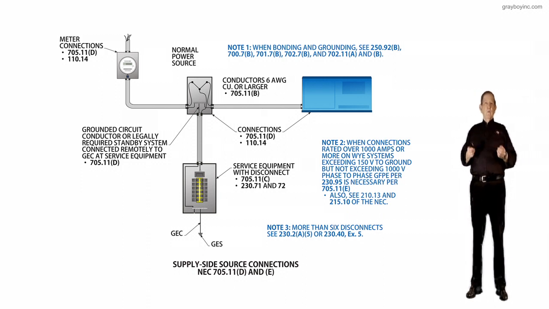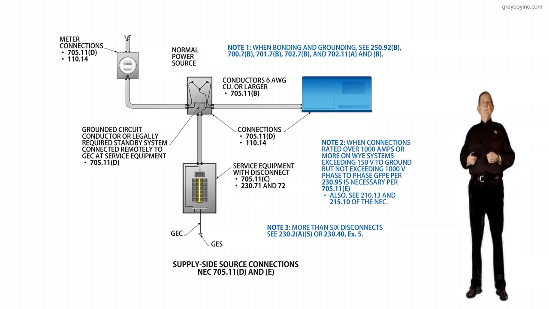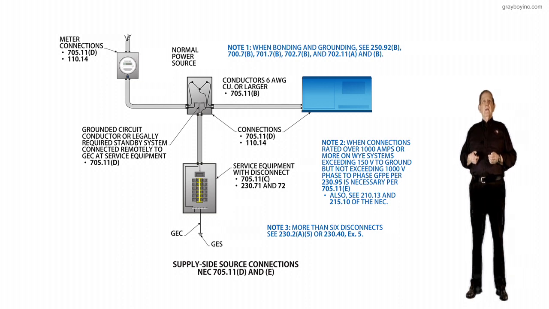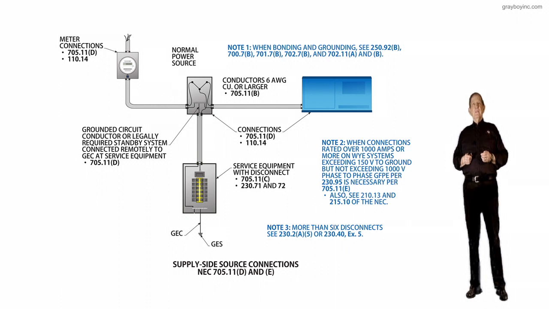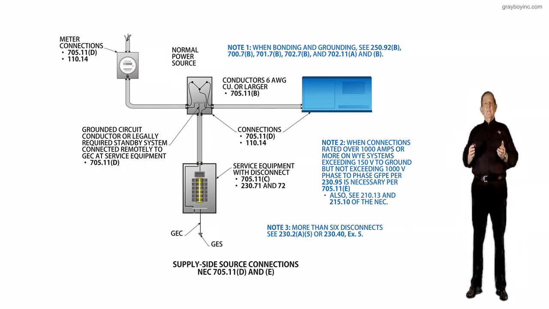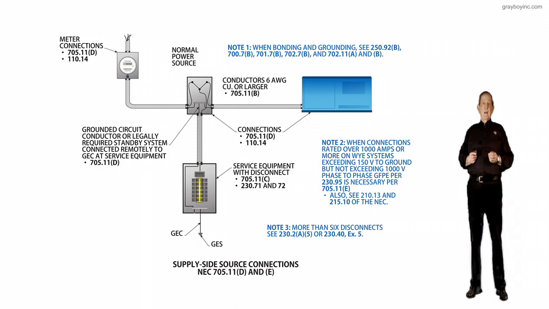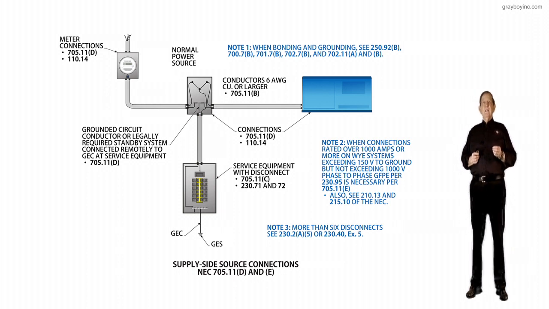We would review 705.11(D) as in dog and 110.14 for terminations. Now, secondly, the grounded conductor with the arrow showing the grounded conductor routed down to the service equipment with the disconnect. Notice the grounded circuit conductor of the legally required standby system is connected remotely to the grounding electrode conductor at the service equipment, which is how this installation is installed. Then notice that we would review 705.7(B) as in boy and 705.11(D) as in dog to obtain this information.